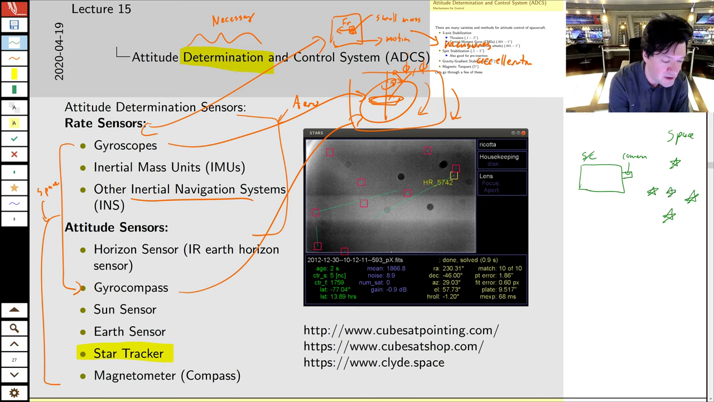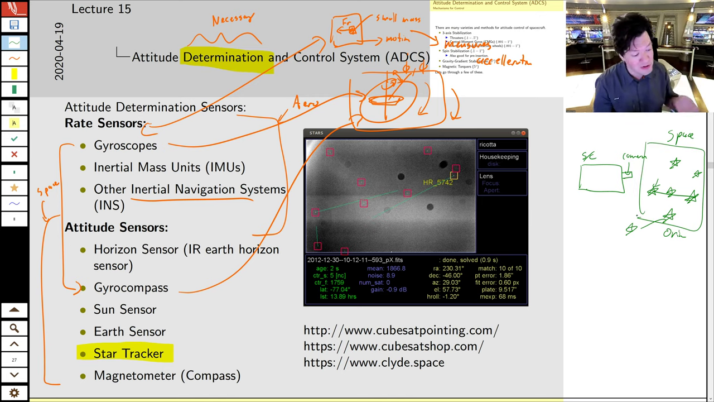So let's make Leo, or the Hunter, right? Orion. I don't know, there. And so we know that the star in Orion's belt is pointing in one particular direction. By measuring where that is in your CCD, which takes a picture of this, it knows how the camera is mounted onto the spacecraft. So it can figure out which direction it's pointing, and therefore which direction the spacecraft is oriented in. So that's the star tracker.